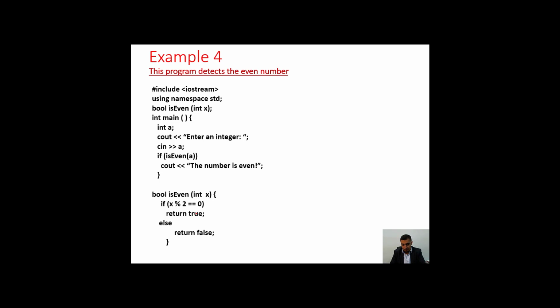Next is a function that will detect the even number, so it will return a boolean, and the function is called isEven, and it will take an integer. It will either return true or return false. Once more, I will emphasize the function prototype, calling the function inside the main function, and the function itself. So I will stop here for now, and we will continue in part number 2.